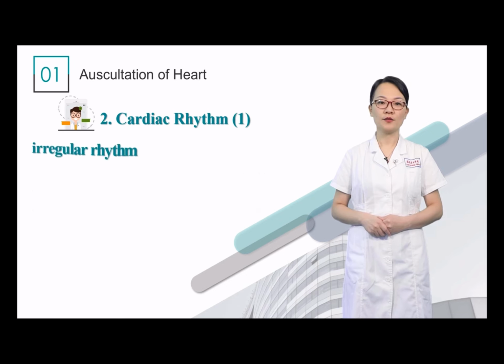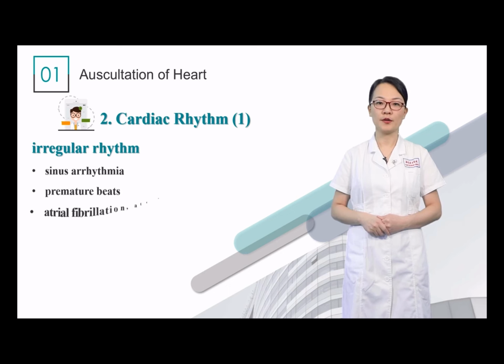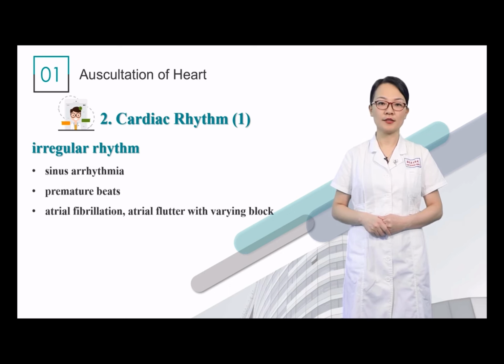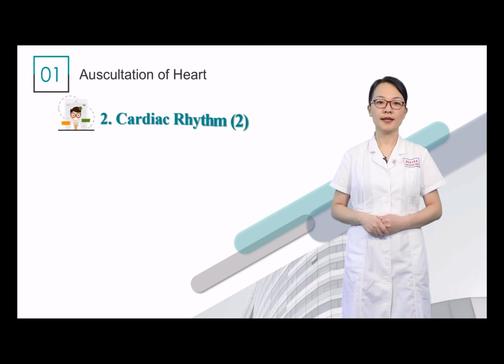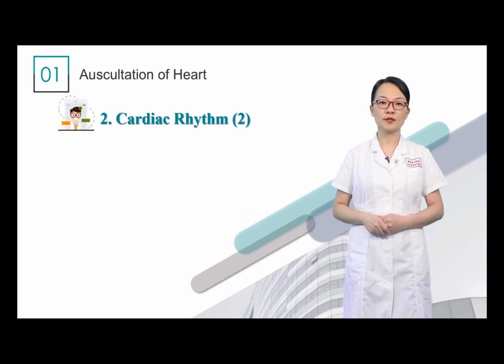However, an irregular rhythm is often seen in sinus arrhythmia, premature beats, atrial fibrillation, and atrial flutter with varying block. In clinic practice, the most common arrhythmias are premature beats and atrial fibrillation.